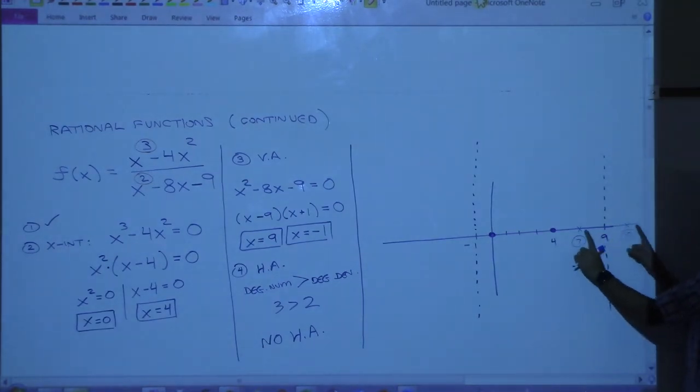I'll stress this again. Notice I'm putting little x's here, not dots. Why am I not putting dots? Because that might confuse you later. You might think that those are points on your graph. Okay, got 2 of them.